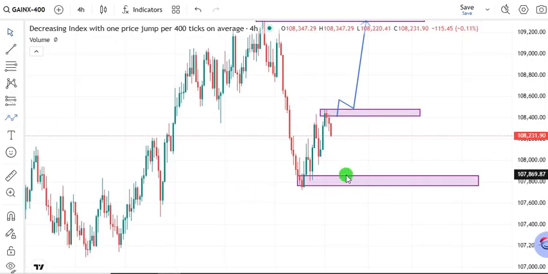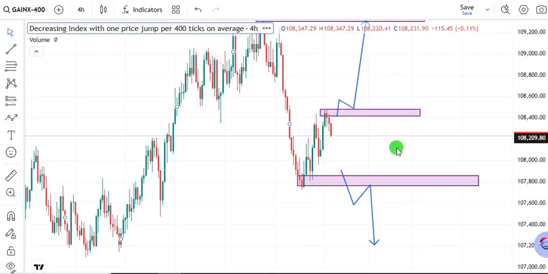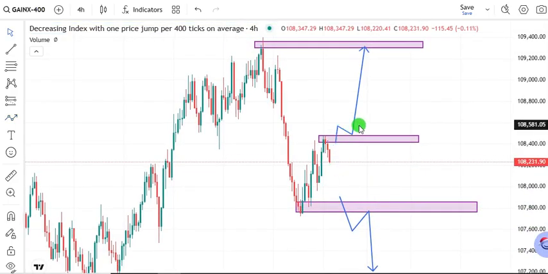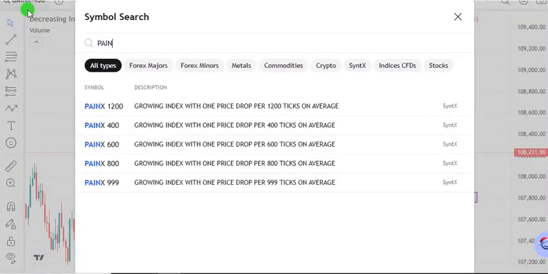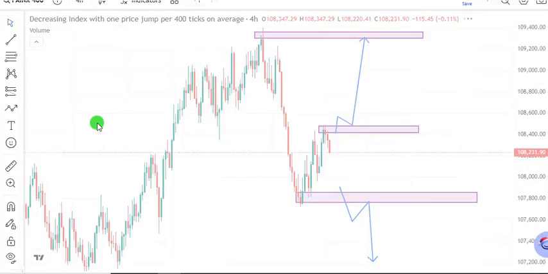So that is what we'll be looking at. Unless it breaks below this, you can't think of going short. Otherwise, we wait for the market to break above this for us to think of moving along with the bullish trend we are seeing currently. That's it. Let's go with Pain. Of course, Pain 400.